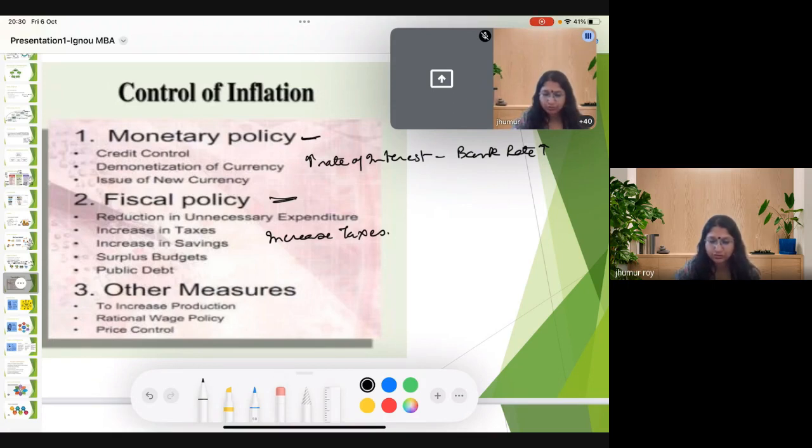Okay. Then other methods will be to increase production. So what you try to do is you try to increase productivity, try to produce more goods. So if demand is increasing and you can increase your production accordingly, then naturally you will gain by that kind of production. Okay. So these are some of the methods which are used to control inflation.